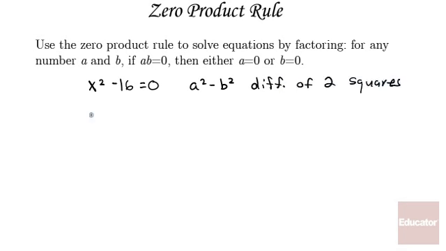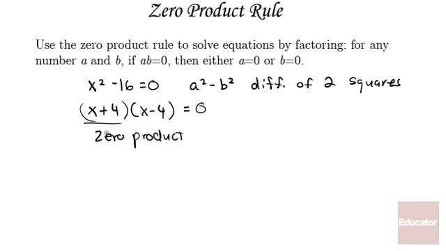That allows me to factor it pretty quickly into x plus 4, x minus 4. So I factor in this, and it still equals 0. Now, use the zero product rule. The zero product rule tells me that if this is 0 or this is 0, then this entire thing will equal 0, which is what I want.